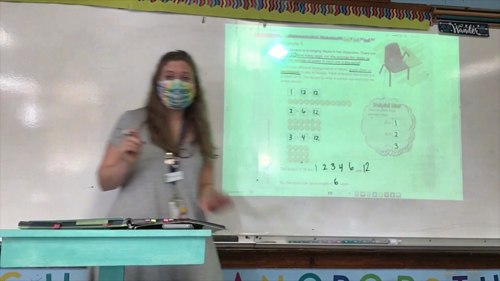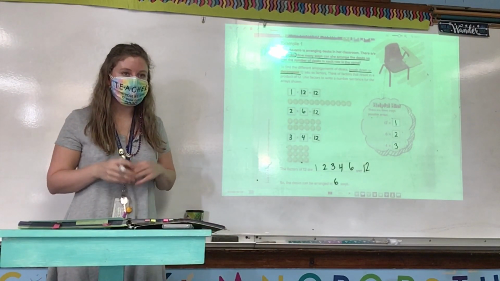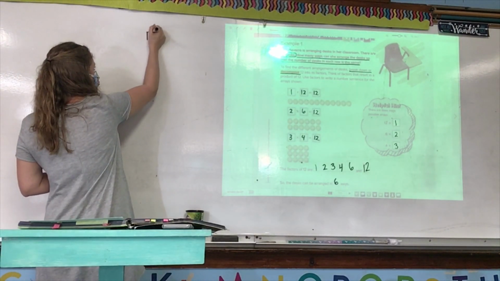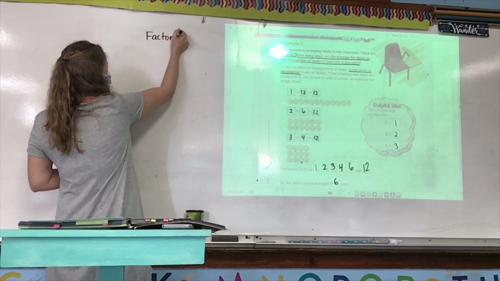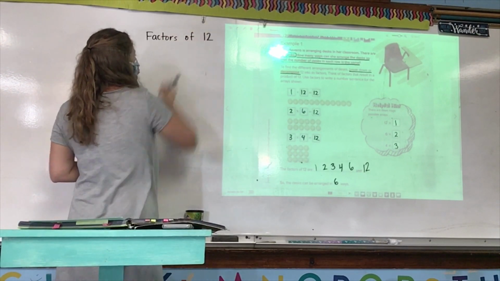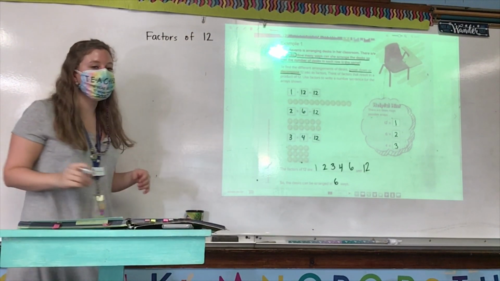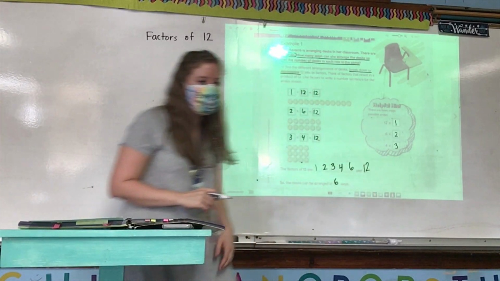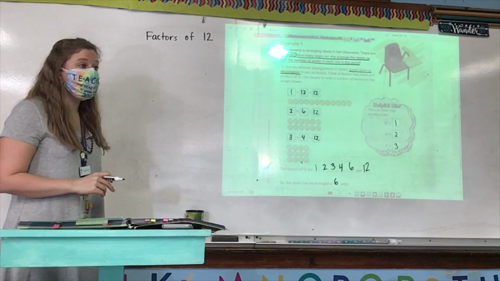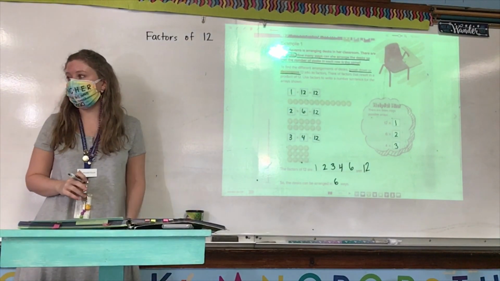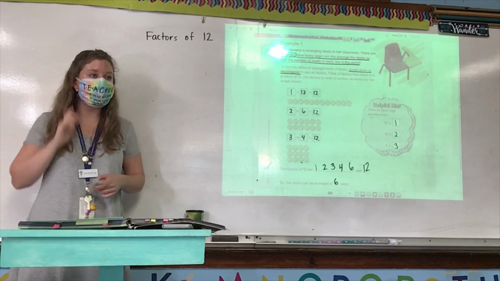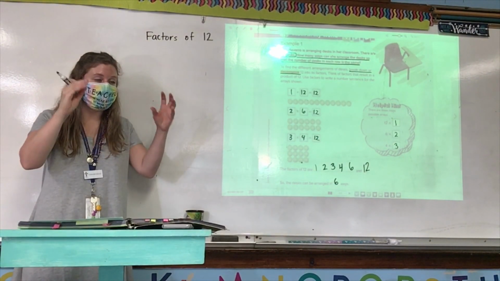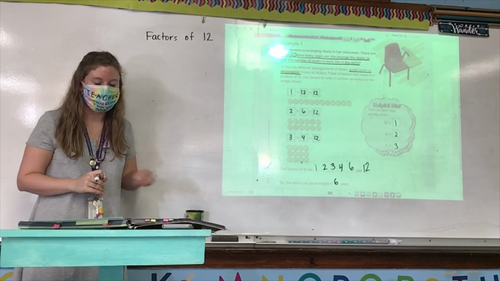Now, here is another way. This is called factor rainbowing. So if I want to find the factors of 12, I can make a factor rainbow. So you can go ahead and do that in one of these empty spaces. Don't make it huge. Make sure you're copying exactly what I have on the board. Do not make it huge, otherwise you won't be able to see the image of what it looks like.